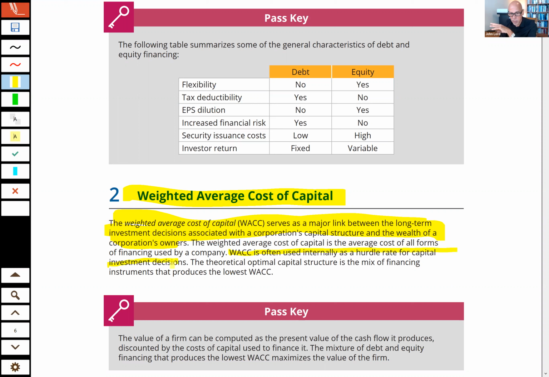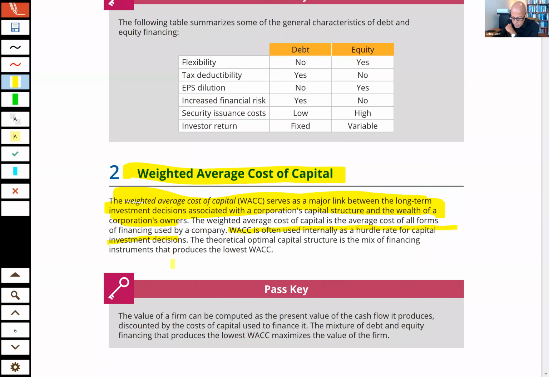So when we get into the second half of this chapter and we start talking about those decision models like the internal rate of return and the net present value method, the hurdle rate that we use to make those investment decisions often is the weighted average cost of capital. We're going to be learning about that here tonight.